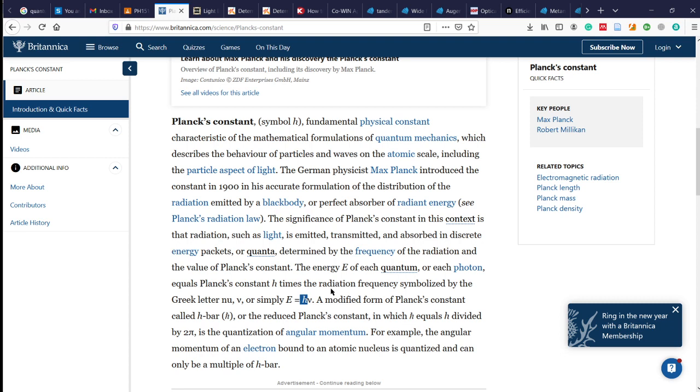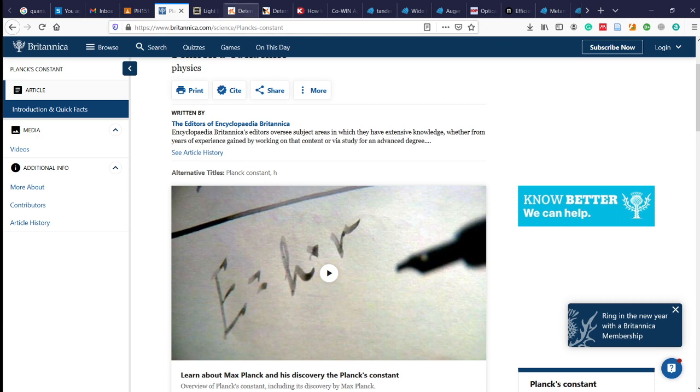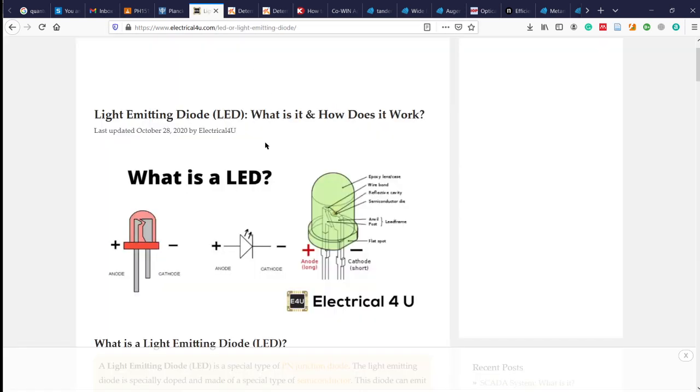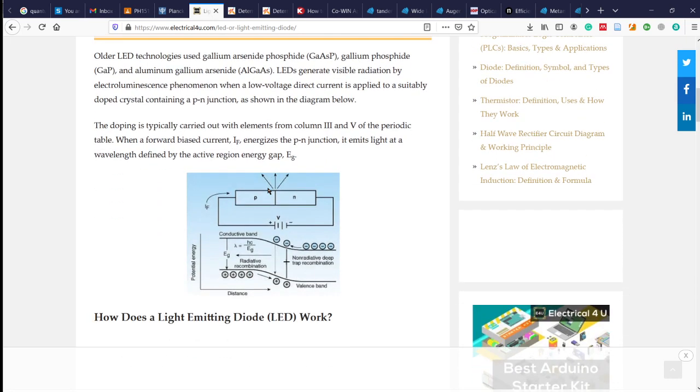So in this experiment, we will try to find out the value of this h using a very simple experimental setup. To relate the theoretical idea with the practical setup, let's go through a very basic part of this setup, that is called the LED. An LED stands for light emitting diode, which is nothing but a special kind of diode. We know that a diode is nothing but a PN junction.